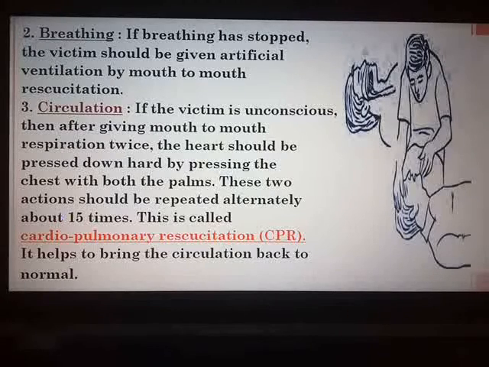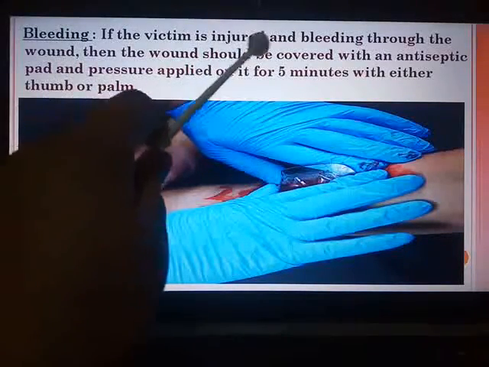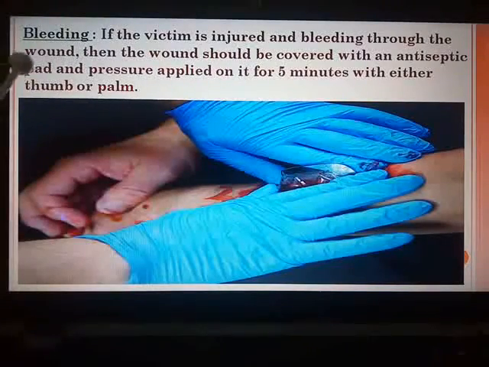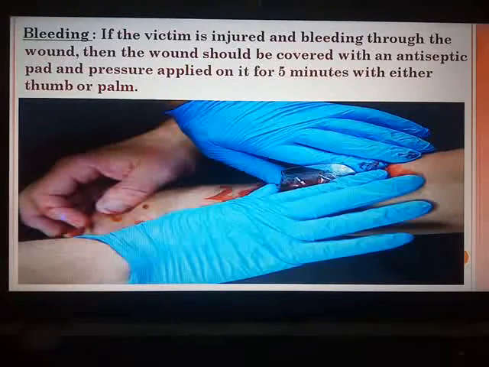Now let us see, in different small disasters, what help should be given. If you can see that the victim is bleeding heavily, injured and bleeding through a wound, then the wound should be covered with an antiseptic pad and pressure applied on it for 5 minutes with either a palm or your thumb, so that the bleeding at that particular place stops.